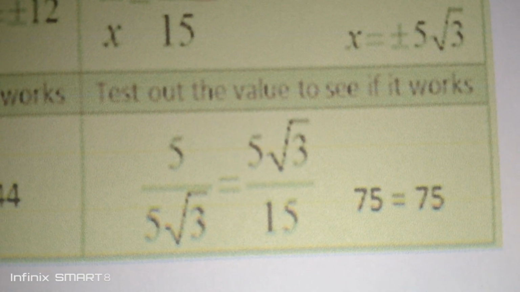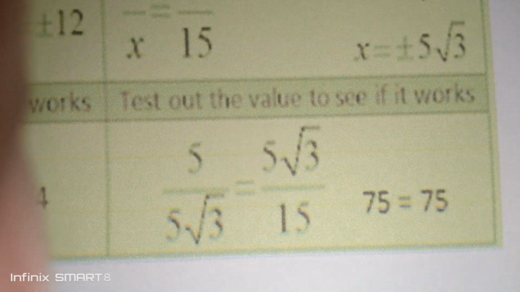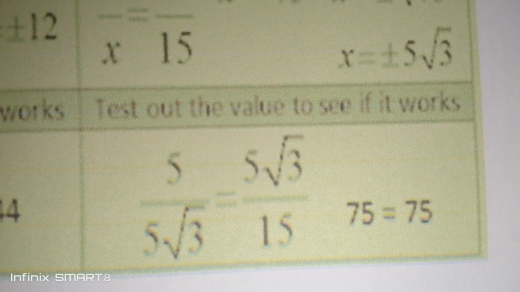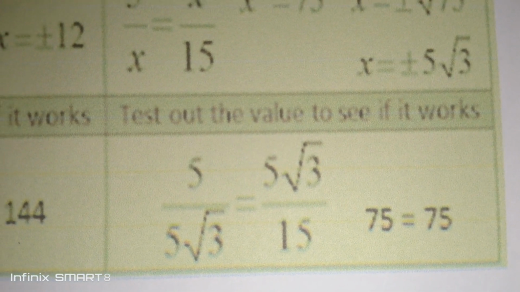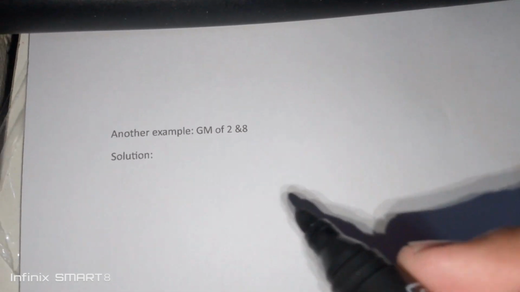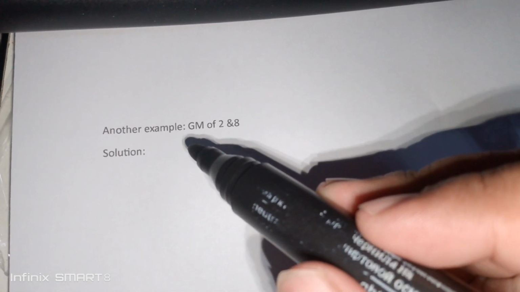Then what is the geometric mean of 5 and 15? So applying the alternative formula, 5 all over x is equal to x all over 15. So giving us x squared is equal to 75. So x is equal to 5 the square root of 3. So to test if there is equality, just cross multiply.